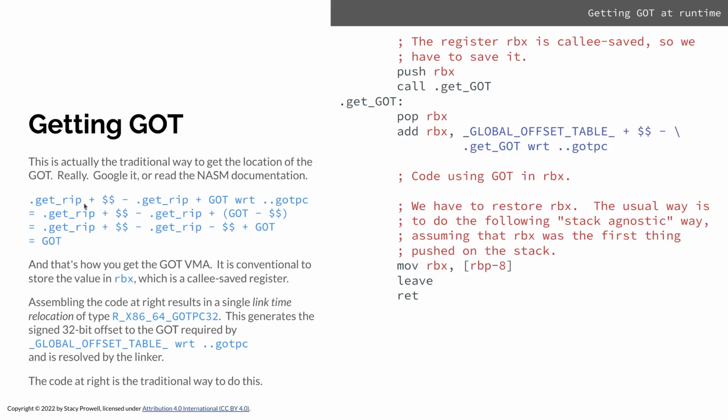I figure out getRIP, then I add that distance, $, minus getRIP, and then I add this distance, right, from $ to the GOT. If I do a little bit of math with this, I can replace this thing with GOT minus $. And so now I have this expression. I can write it like this. The $ drops out. The getRIP drops out. And it's just the address of the GOT.